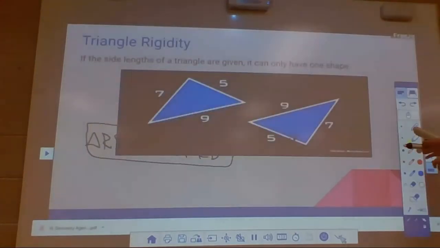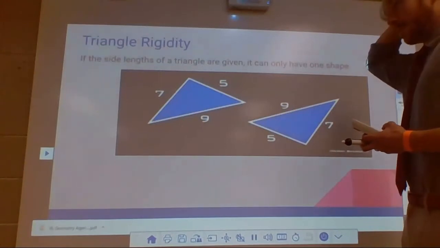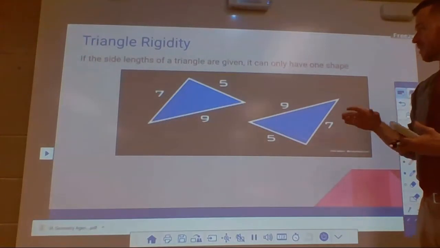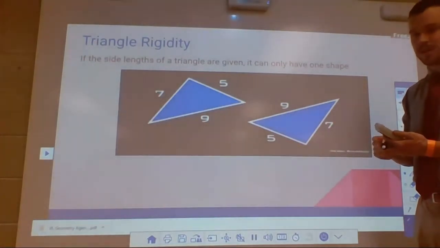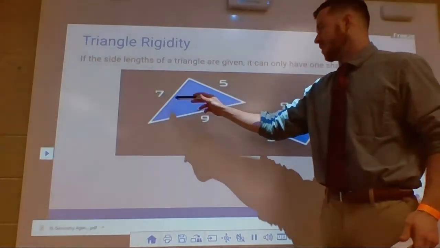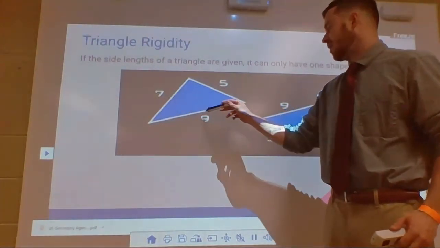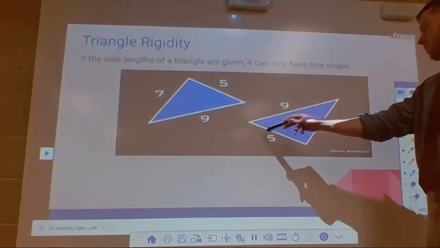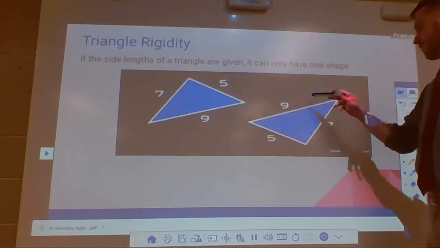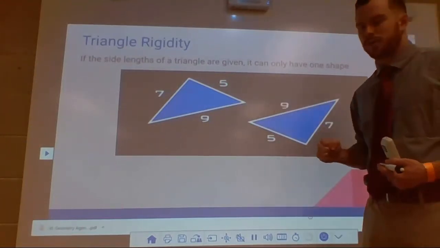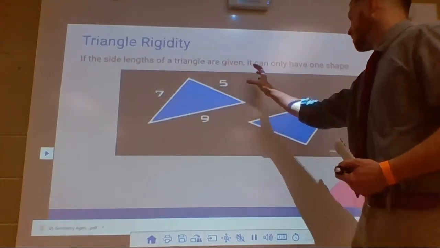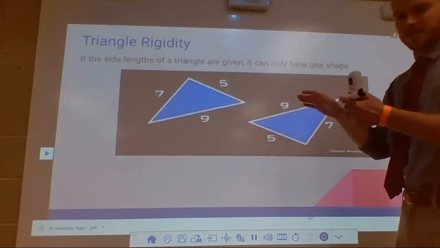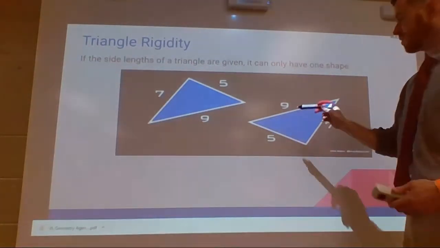Now let's move on to a concept called triangle rigidity. Basically, this just tells us that if the side lengths of a triangle are already given to us, then it can only be in one particular shape. See, these triangles have sides of 5, 7, and 9 units. We're not given units, we'll say units. And this triangle also has side lengths of 5, 7, and 9. Now, even though they're oriented differently, we could maybe rotate this triangle onto that triangle. They may be facing different ways, but they're still the exact same shape.